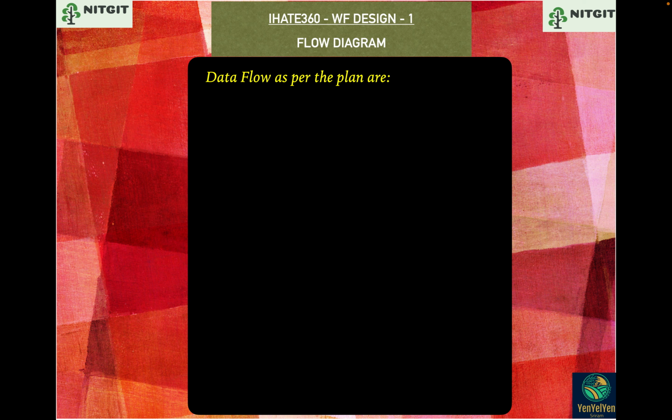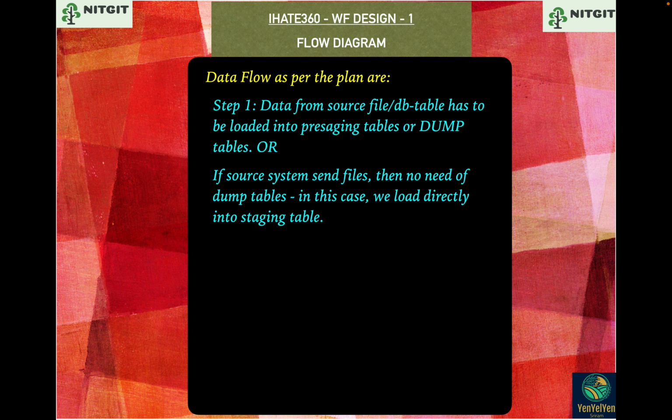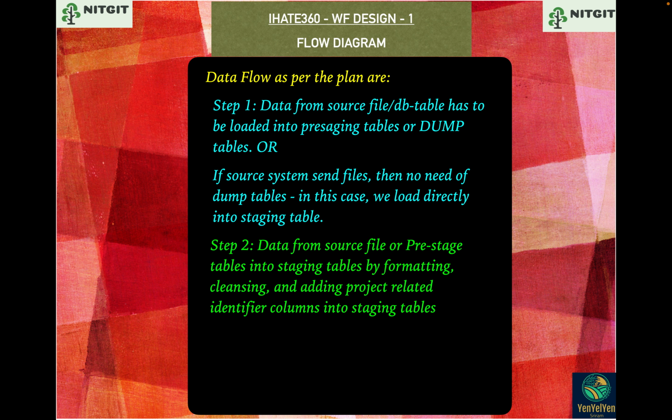The data flow as per the plan is: step 1, data from the source file or database table has to be loaded into pre-staging tables or dump tables. You know why, right? If the source system sends files, then there is no need for dump tables, because we have that file anyway and at any time you can simply load it. You don't need to worry about the SLA. Okay, if we have files, we load directly into the staging table.